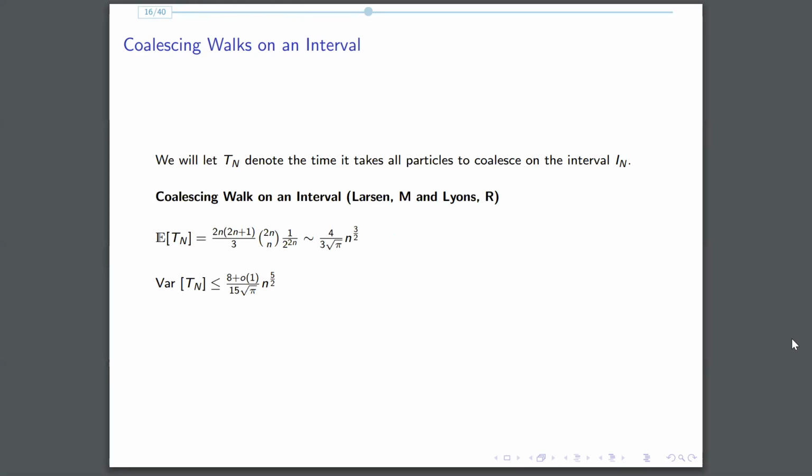This problem has been previously studied by Michael Larson and Russell Lyons. In their paper, they showed that the expected value of Tn, which denotes the time it takes all particles to coalesce on the interval Ln, is equal to this expression here. They also show that the variance of Tn is bounded above by this expression given here.